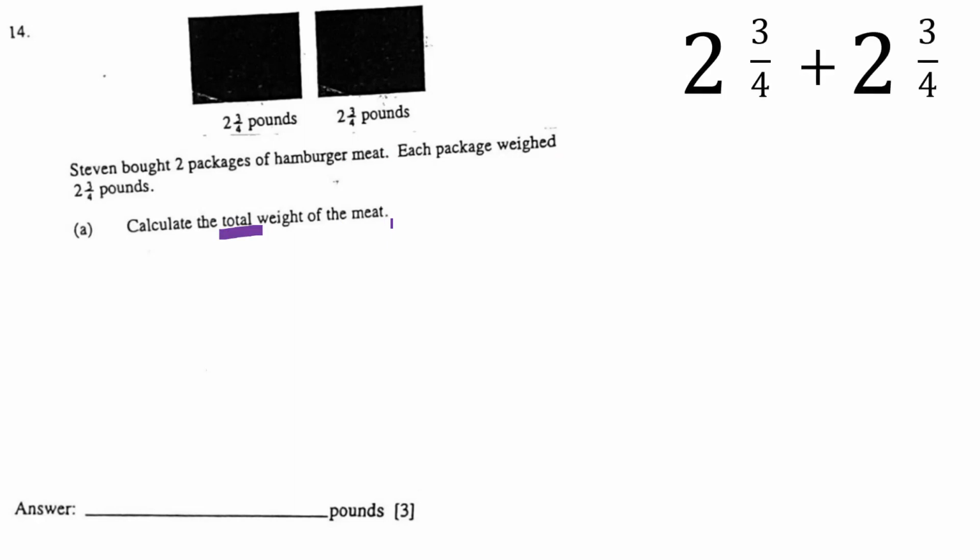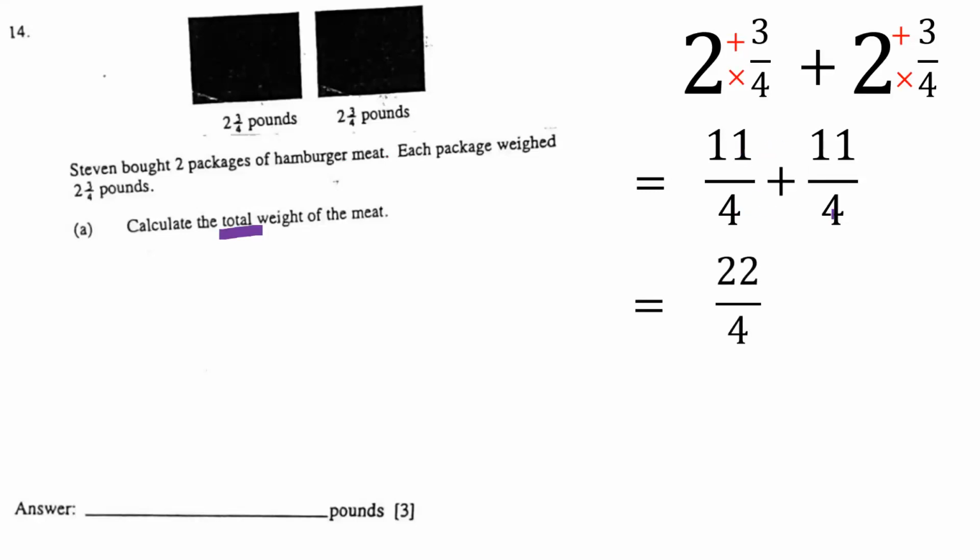So let's add it. The first thing that we're going to do is convert both of these into improper fractions. We know that 2 times 4 is 8 plus 3 is 11, and we keep the denominator, so it's 11/4. We do the same thing here: 2 times 4 is 8 plus 3 is 11, and we keep the denominator. Here, 11 plus 11 is definitely 22. And we do not add the denominators, we just leave it as such.